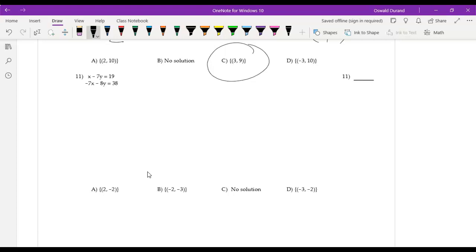So here, let me rewrite this: x minus 7y equal to 19, and then negative 7x minus 8y equal to 38. Okay? If I'm adding vertically, what happened? Here I get negative 6x, and here we get negative 15y. Nothing cancels out, nothing ends up to be 0. So we have a problem, right? Okay, how can we solve this problem?